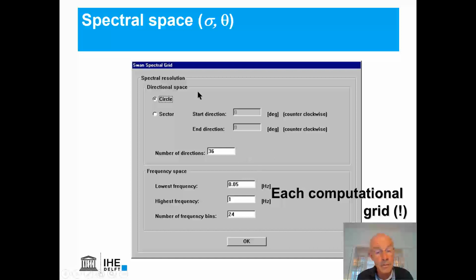In spectral space, you can define only a sector or the full circle, and if you then define 36 segments, then you have 10-degree resolution. The frequency space, where you have somewhere between the lowest frequency, typically something like 20 seconds, 0.05 hertz, and the highest frequency, about 1 hertz, which is typical for waves between 5 and 10 seconds.